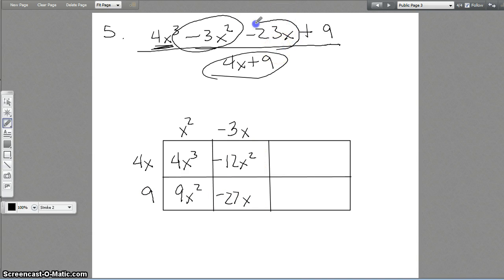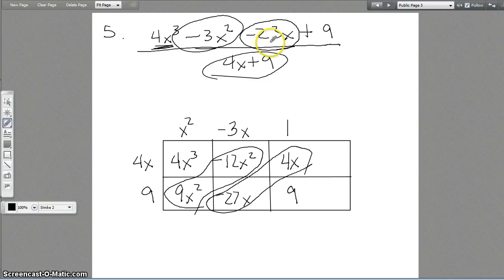Well, we can see right up here that our next term is actually negative 23x. We have negative 27x, so that means we need to add 4x to end up with negative 23x. Well, what do we have to multiply by 4x to end up with 4x? Well, that's just 1. And then 1 times 9 is 9. So you can see we have our 4x cubed for our first term. Here in the middle, we have 9x squared minus 12x squared to get negative 3x squared. Then we have negative 27x plus 4x to get negative 23x. And then we have our 9 to get our 9 at the end.